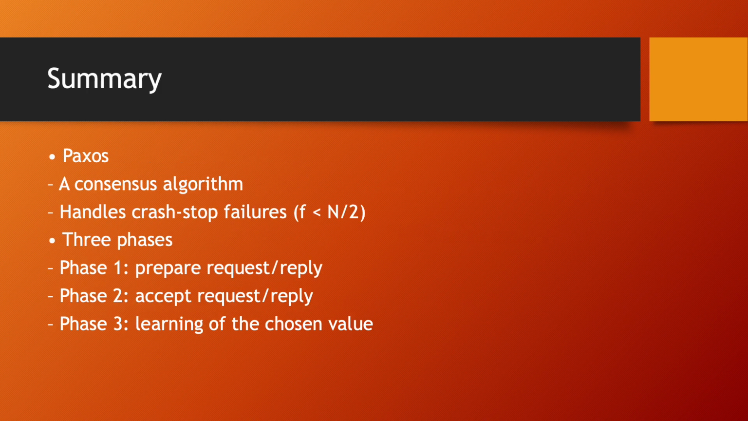So here is the overall summary. Paxos is a consensus algorithm. It handles crash stop failures f as long as f is less than n by 2. There are 3 phases. Phase 1 is prepare, which is based on request and reply. Second is accept, based on request and reply. And the third one is learning of the chosen value.